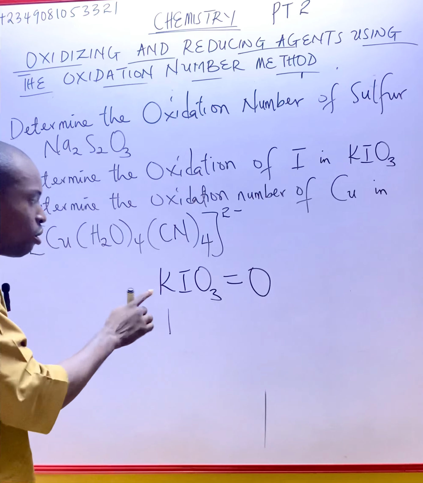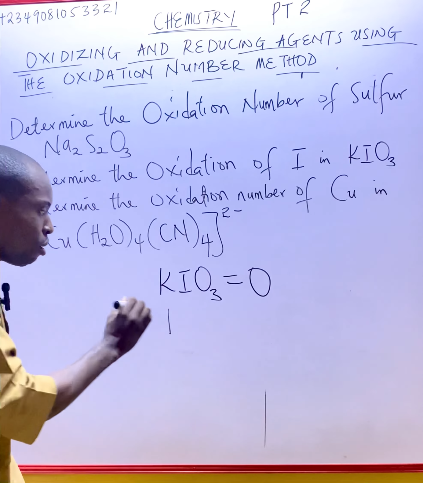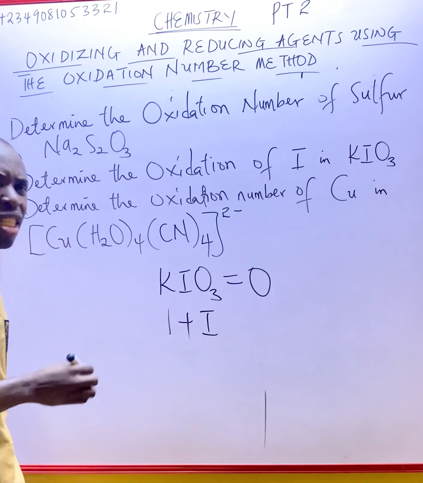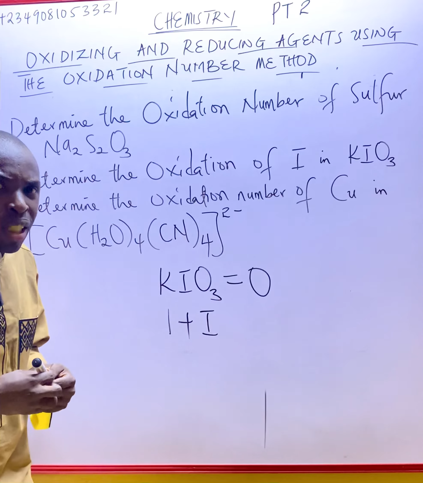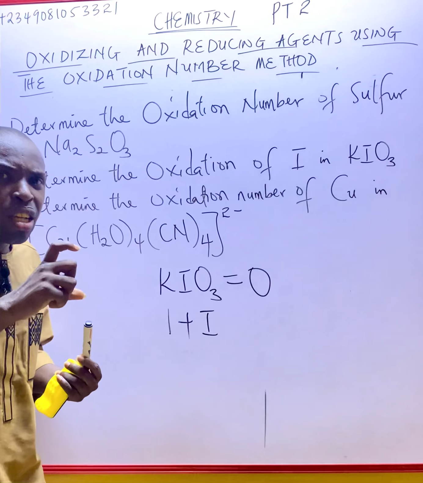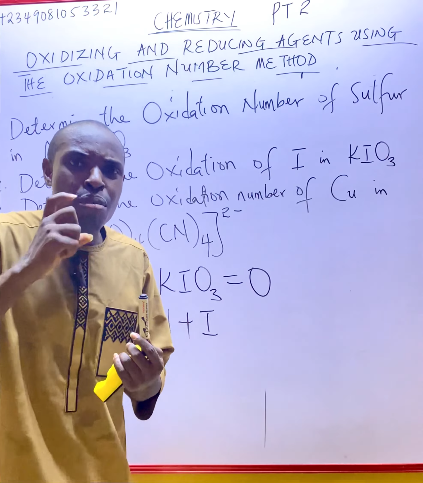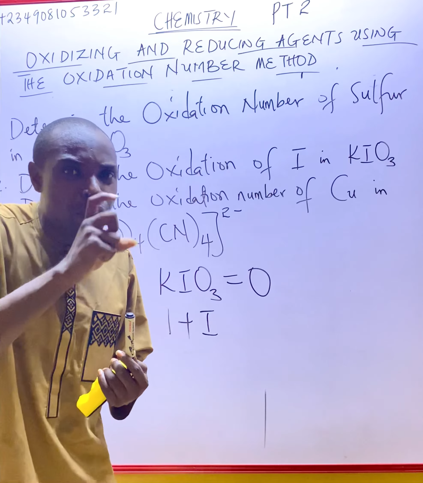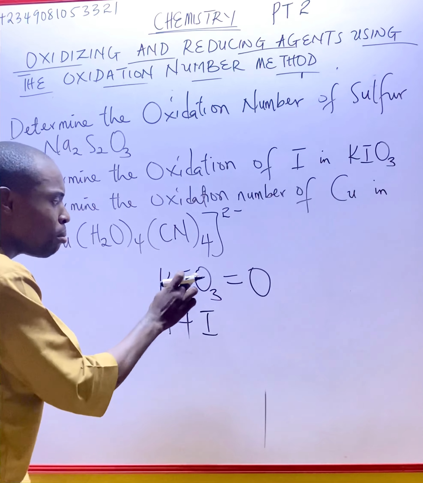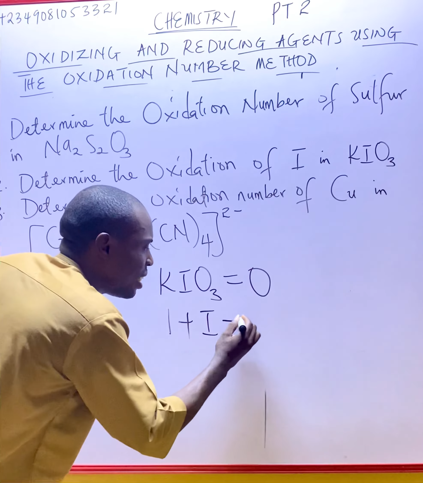So here is 1. You only have 1 atom here. Plus, I'm looking for iodine. Oxygen has a valency of -2, which I've told you before, in all polyatomic compounds and binary compounds, except in the case of peroxide, which is hydrogen peroxide. So my -2 times 3 is -6, equal to 0.